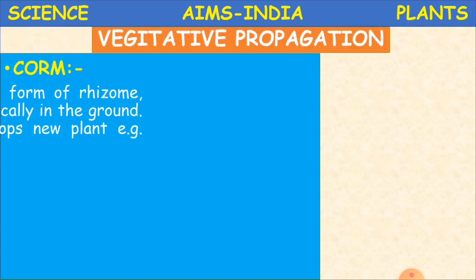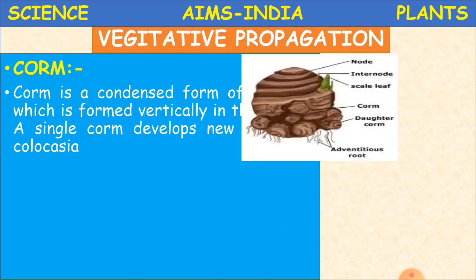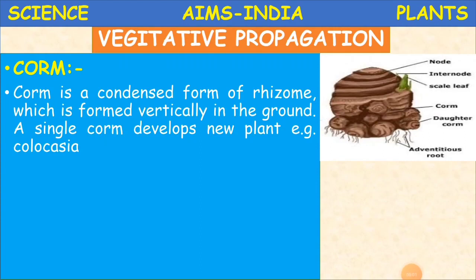Now about vegetative propagation in the corm. Corm is a condensed form of rhizome which is formed vertically in the ground. A single corm develops a new plant, for example colocasia. So what is a corm, children? It is a condensed form of rhizome. Condensed is nothing but like it's making a thickness. So corm is a condensed form of rhizome.